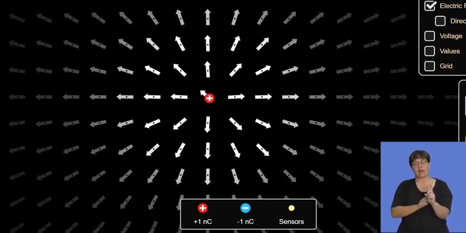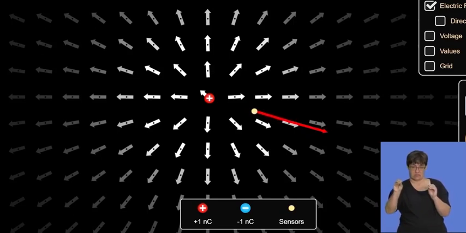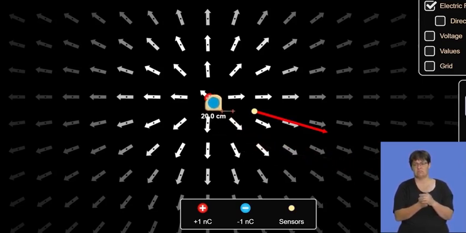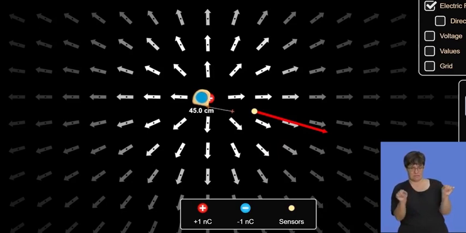So that's the direction. If we put a unit positive charge at some distance, it will be repelled away from that charge which created the field. Now the issue here is about distance. Let's say for argument's sake, we double this initial distance. That's our tape measure there.